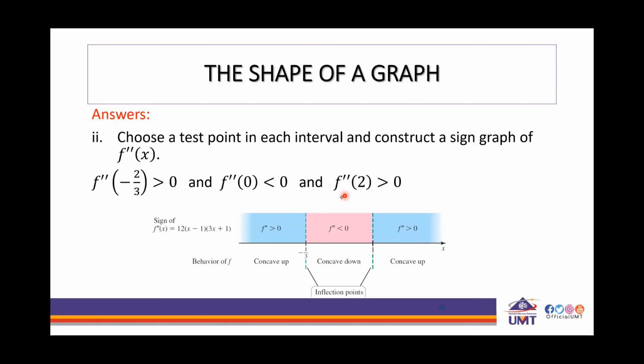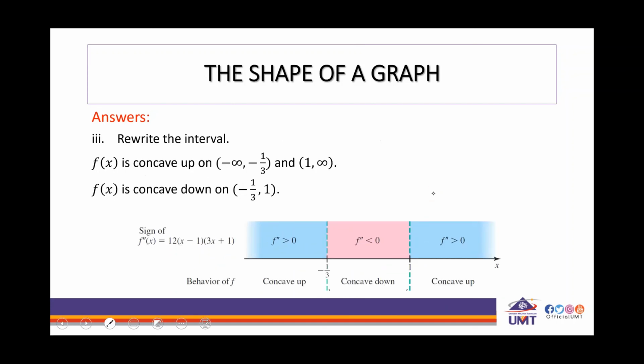Diambil nilai negative 2 over 3 kat sini. Dia akan dapat berapa? They will get the answer greater than 0. And here, it will get the answer smaller than 0. Here, it will get the answer greater than 0. So now, we can say, from here to here, the behavior is concave up. Here is concave down and here is concave up. Right? So we write the interval, f x is concave up on negative infinity to negative 1 over 3 and 1 to infinity. So it's concave down from negative 1 over 3 to 1.